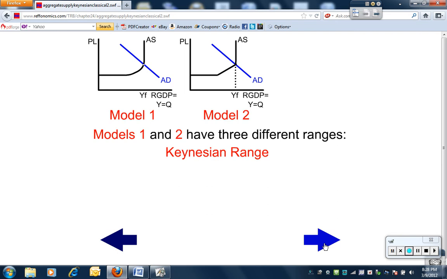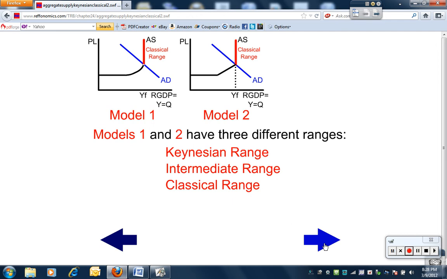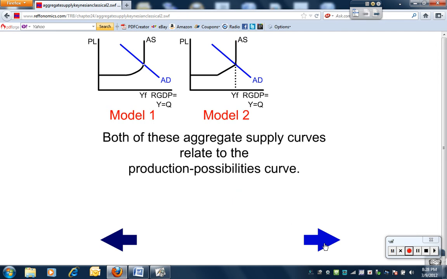Models 1 and 2 have 3 different ranges. Remember, this is different than the classical model. It has the Keynesian range, it has the intermediate range, and it also has the classical range. And you can see that in those labeled areas that lit up in these. Both aggregate supply curves in these two graphs relate directly back to the production possibilities curve.